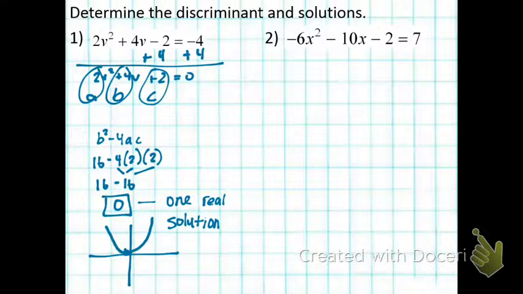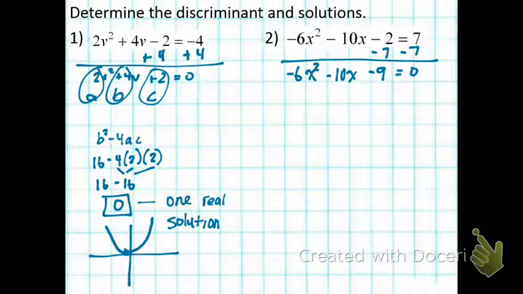Okay, the second one, number 2, we have negative 6x squared minus 10x minus 2 is equal to 7. Again, we have to move our constants over. We're going to subtract 7 on both sides. When we do that, we get negative 6x squared minus 10x minus 9 is equal to 0. A is equal to negative 6, B is equal to negative 10, and C is equal to negative 9. So this one's a little bit more difficult.